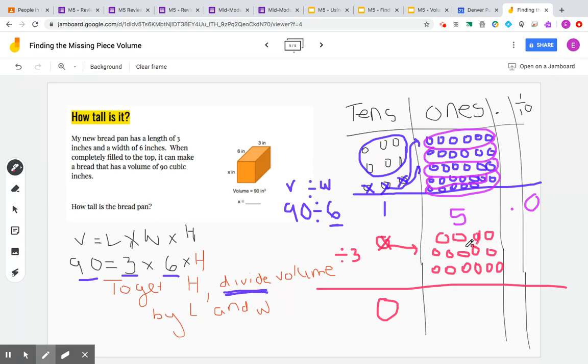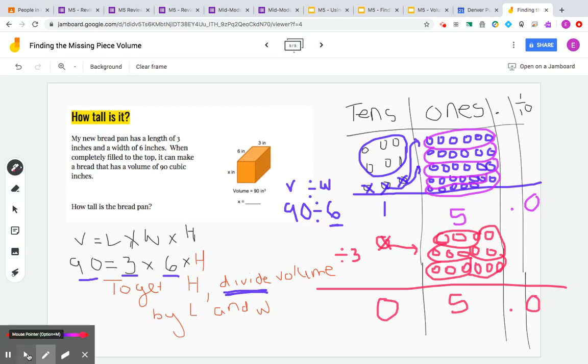1, 2, 3. 1, 2, 3. 1, 2, 3. 1, 2, 3. 1, 2, 3. I made 5 groups. There was nothing left over to decompose.